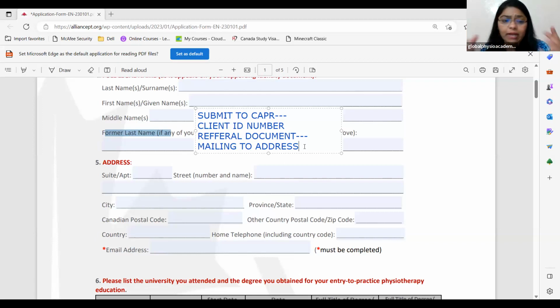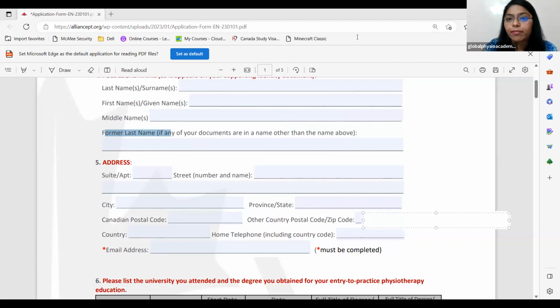In your process, if something happens in between, they just give the document back to that address. Okay, so the address should be there for a minimum of 2 years. So I would suggest giving a Canadian address if you have the option, otherwise pay the fee and give your home country address. Okay, so this is the address thing. Email must be completed.